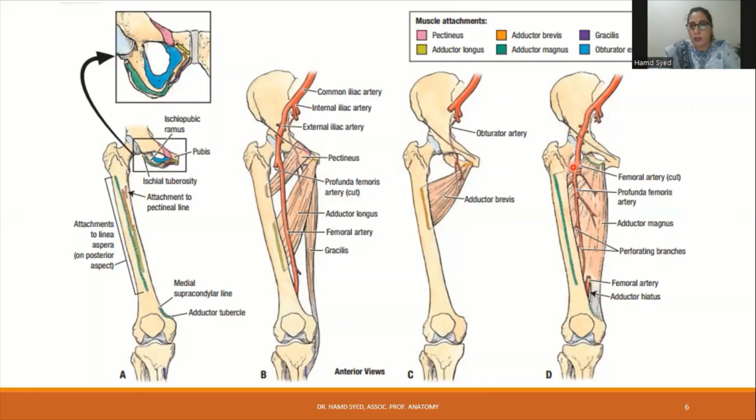And here is the vessel of the medial compartment. I told you that's the profunda femoris artery, which is the deepest branch of the femoral artery. And this is the main blood vessel which is present in the medial compartment of the thigh, supplying the muscles and all the adjacent soft tissues.